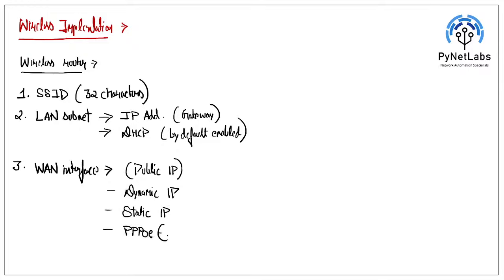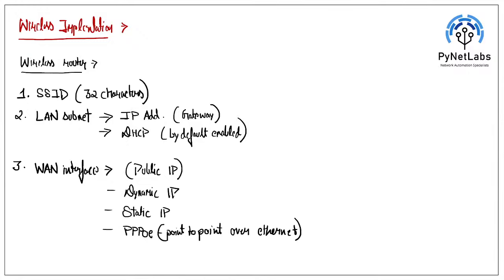This PPPoE is nothing but what we call Point-to-Point Protocol over Ethernet. So basically these are the three points which you need to understand while configuring the WAN interface, and whatever I am writing here on this slide.